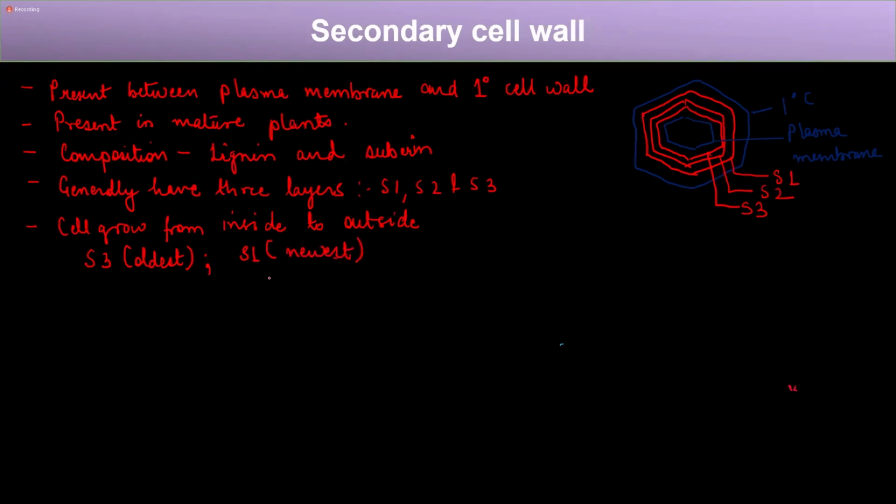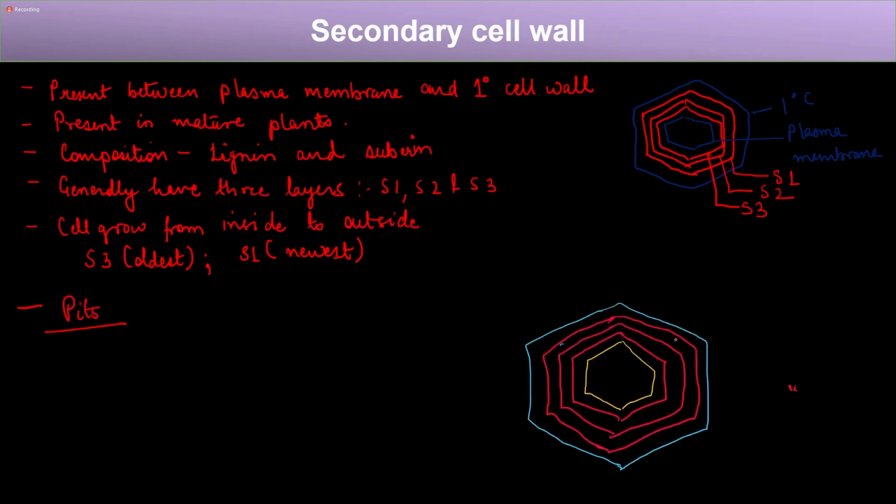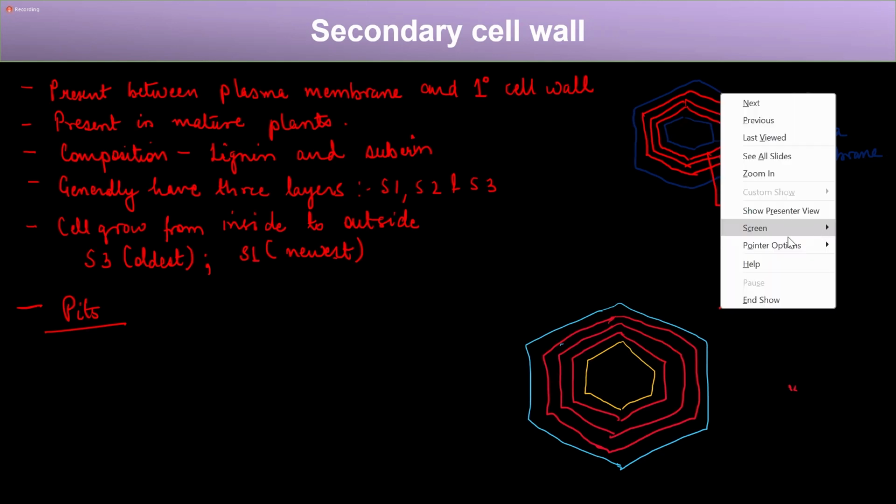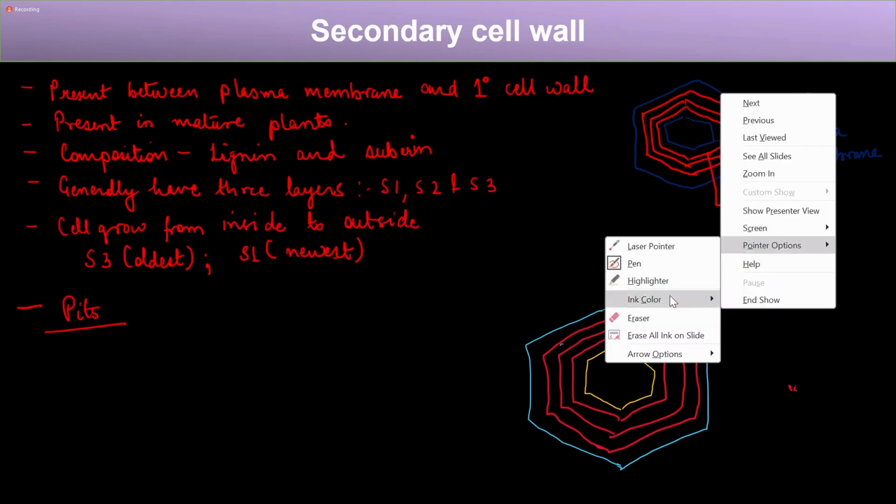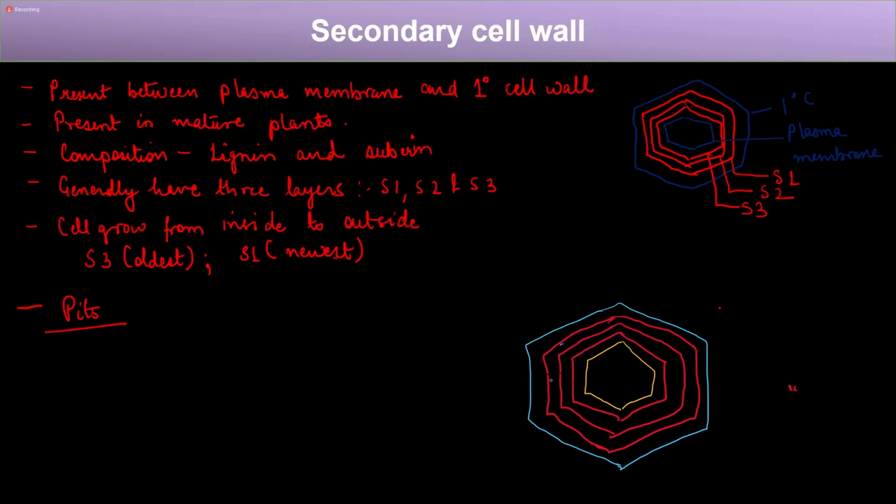Now since we have seen the secondary cell wall, let us also study one more term that is known as pits. So what are pits? You just saw the structure of a cell wall that comprises of primary cell wall and secondary cell wall. Now, there are certain cases in which you can see that there are certain regions where this secondary cell wall does not grow.